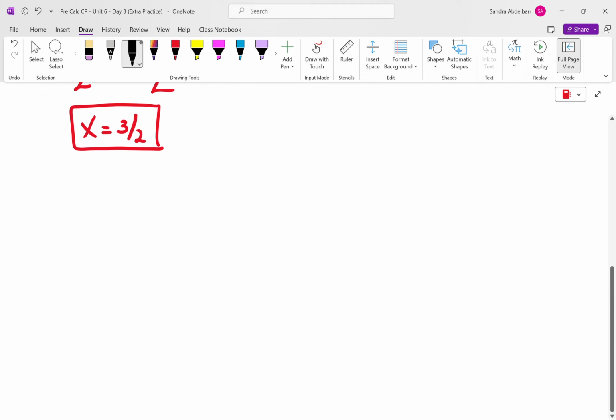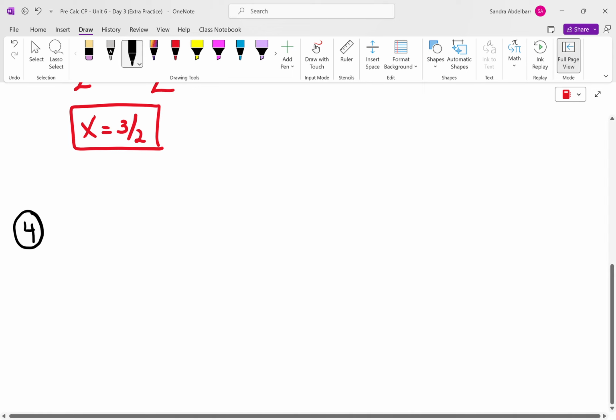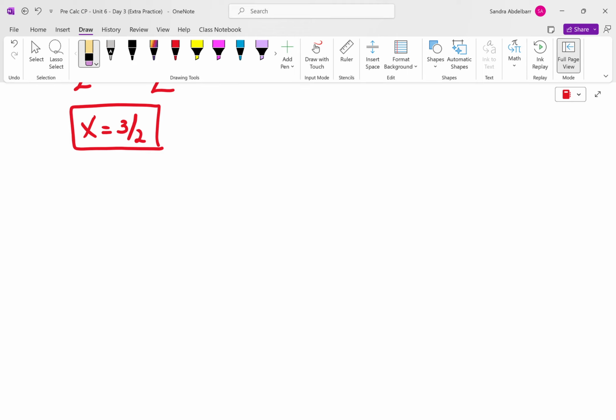Okay, number 4. Before we do number 4, let's go through all the shortcuts. I have to remember the shortcuts to write them out. So if I have log base b of b to the t, what did that simplify down to? T, you got it.